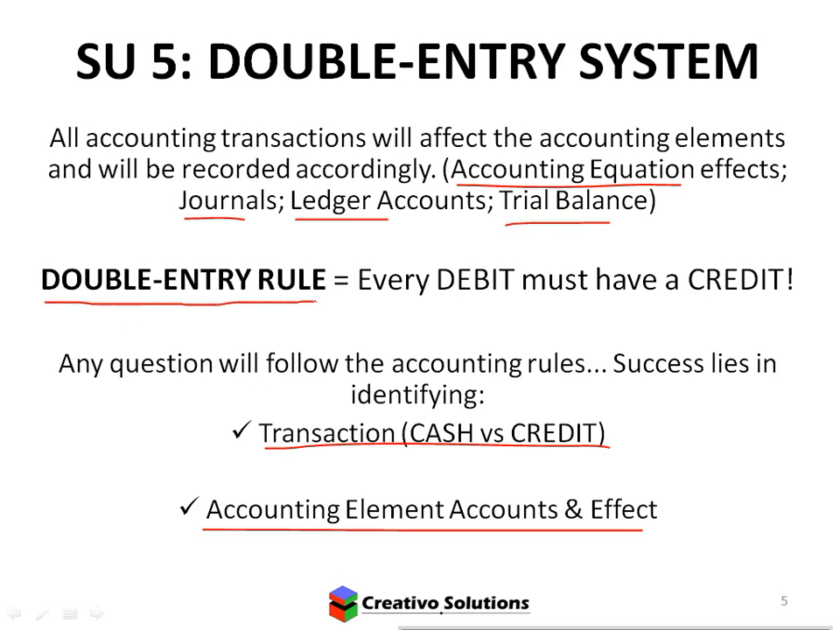We're going to be applying the double entry rule, which is every debit must have a credit. What does the debit mean? We spoke about it last time. If someone asks you what is a debit, what do you say?